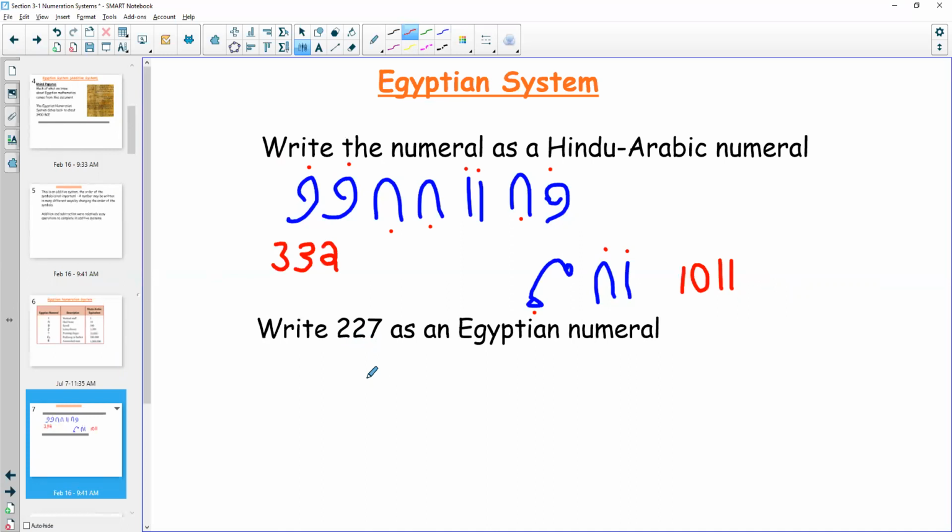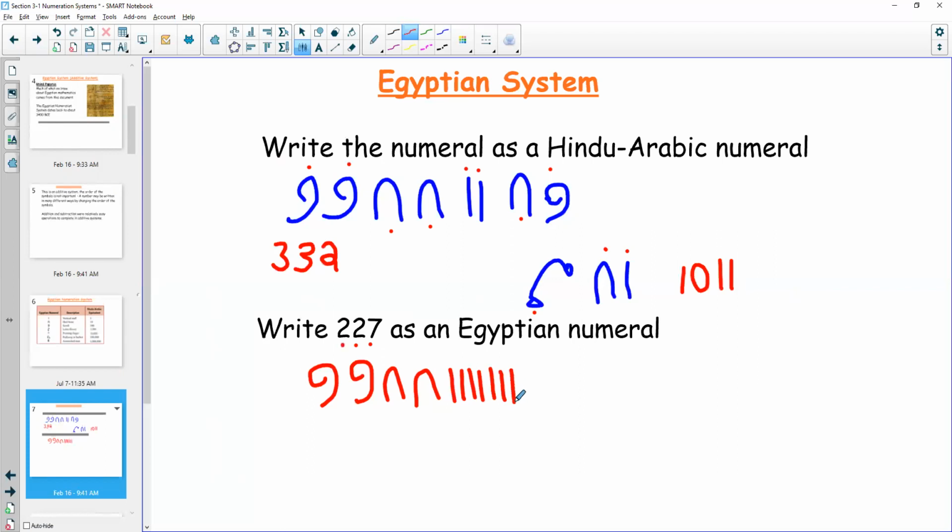And I'll just be patient while we're doing that. All right, so any order you want to write this as is fine. It's got to include 2 scrolls, 200, 2 heel bones for 20, and 7 vertical staffs.